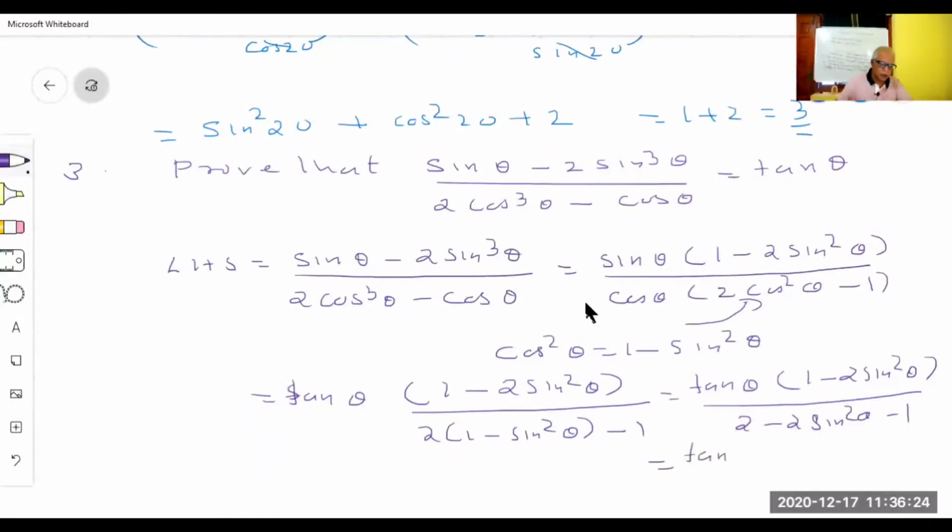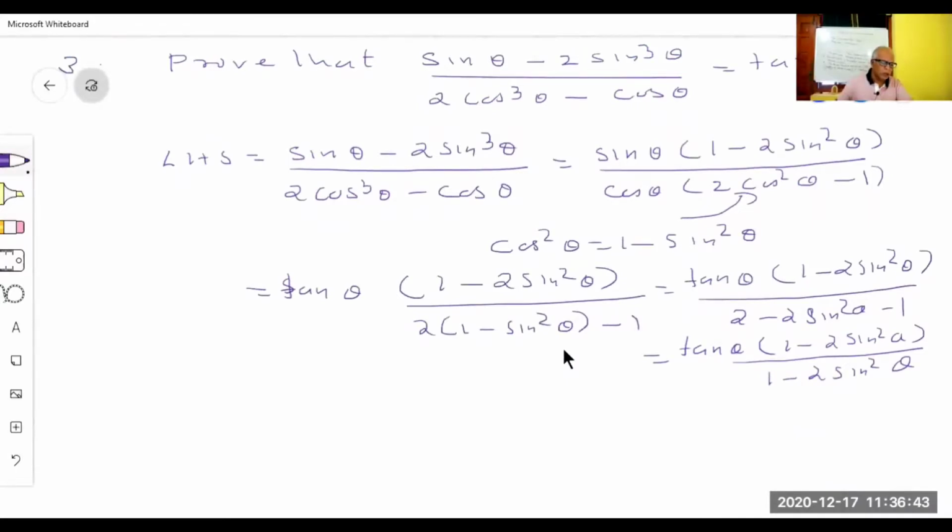So tan theta, you get cut, see? Tan theta into 1 minus 2 sin square theta, divided by 2 minus 1 minus 2 sin square theta. Cut them, both you can cut off. You get tan theta is equal to tan theta. That is RHS. Hence proved. Okay, hope you understood it.